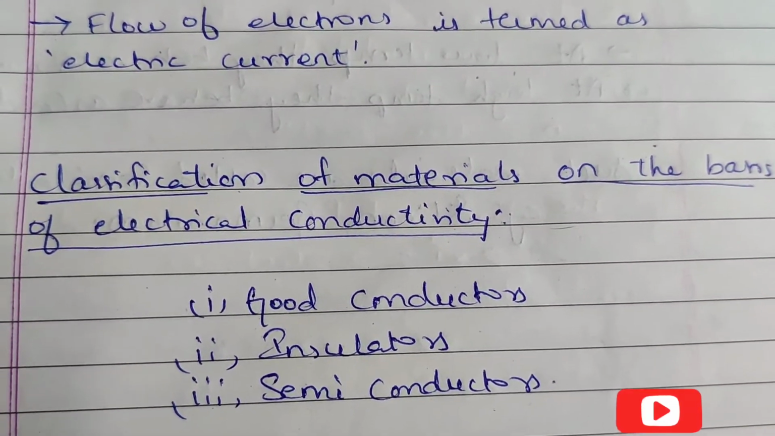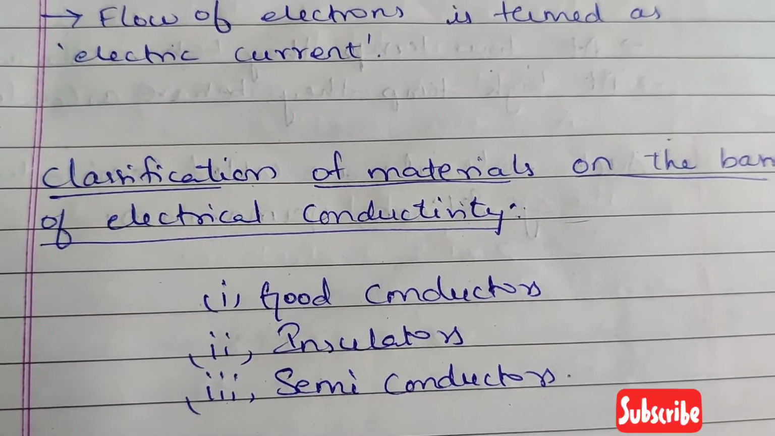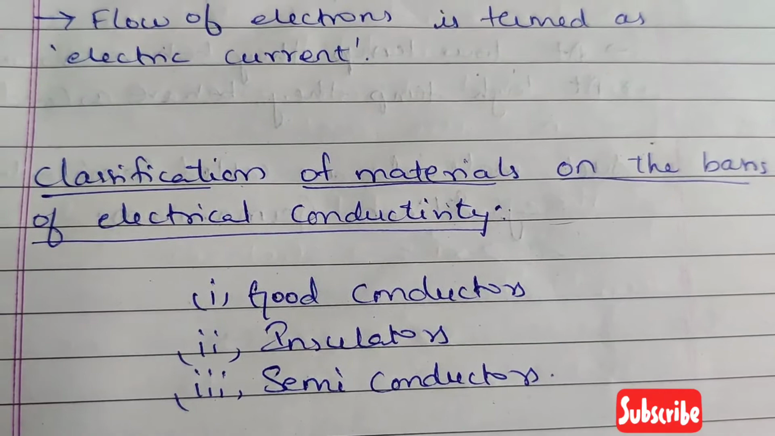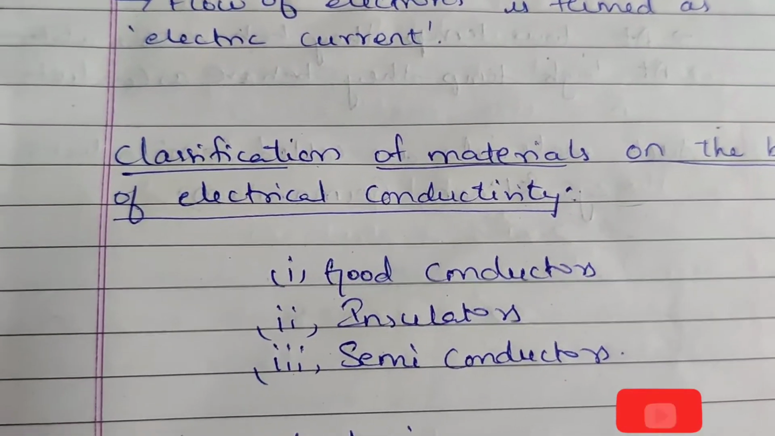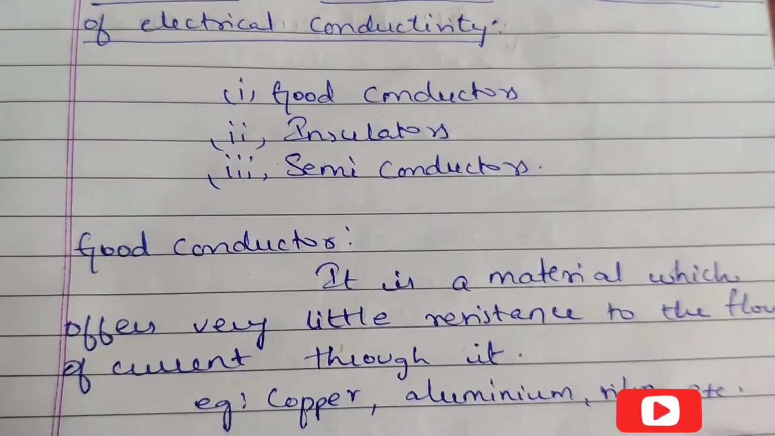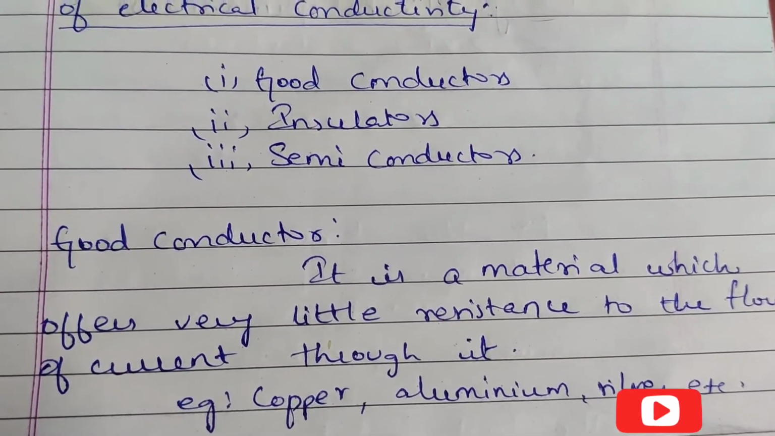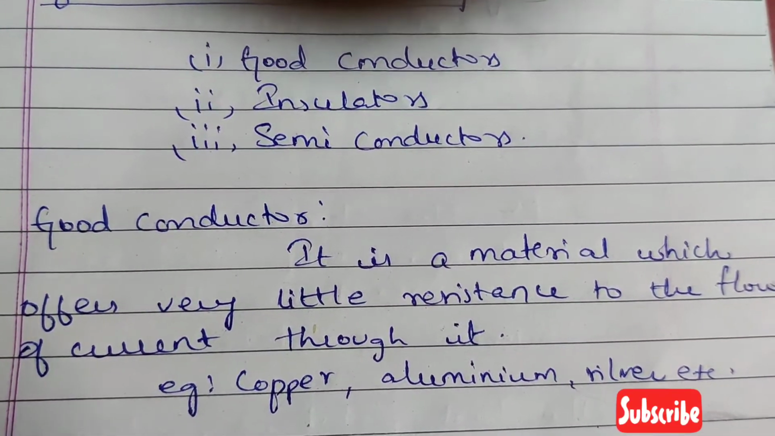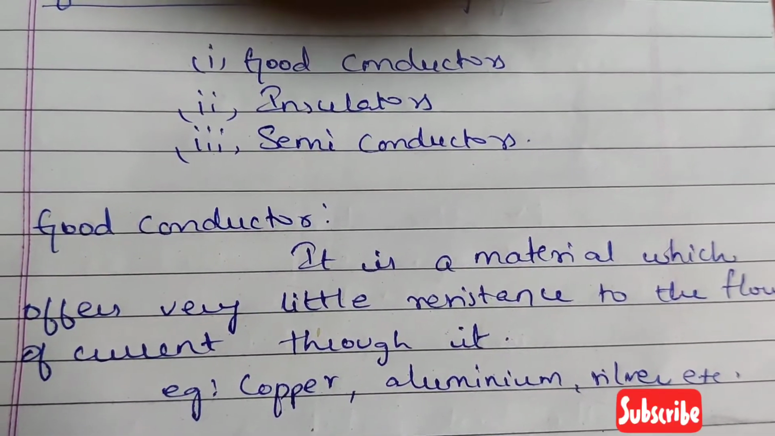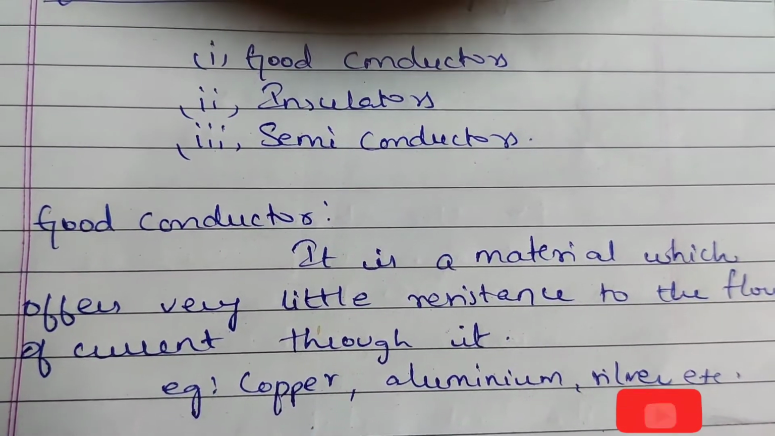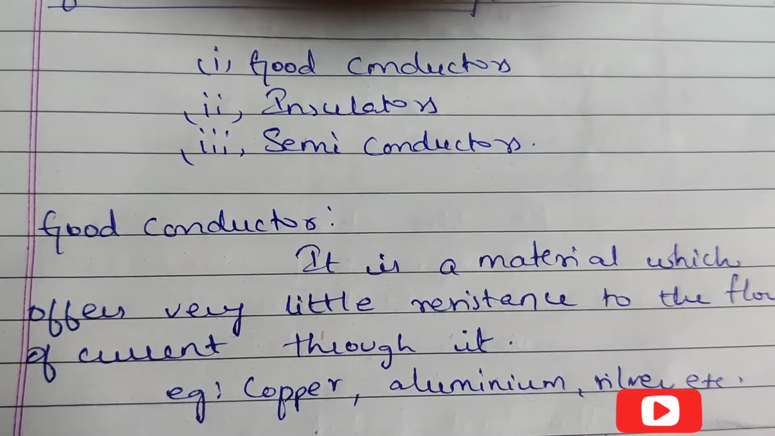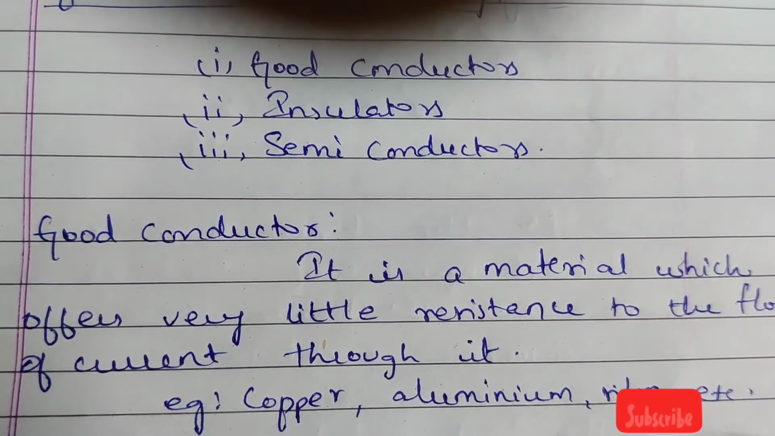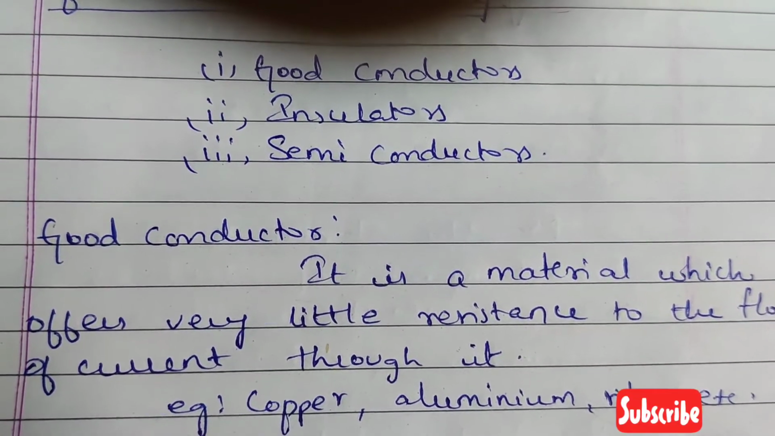Based on the electrical conductivity of these materials, they are classified into three types: good conductors, insulators and semiconductors. Next we'll see what good conductors are. A good conductor is a material which offers very little resistance to the flow of current through it. By the name itself you can understand, a conductor conducts electricity. Any material in which current is flowing is called a conductor.